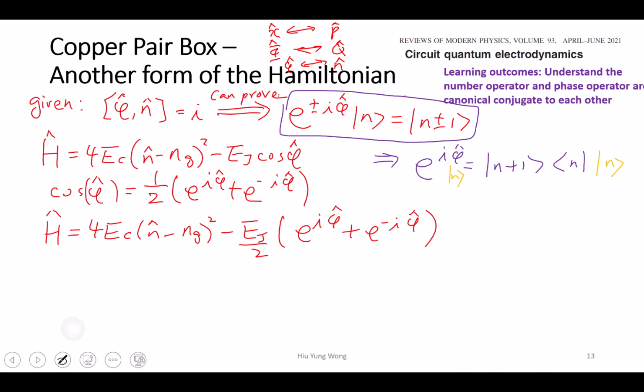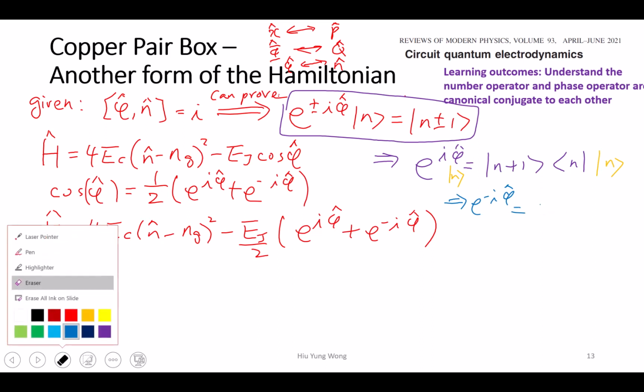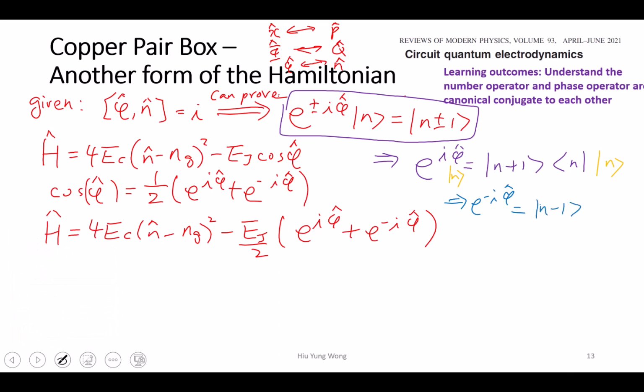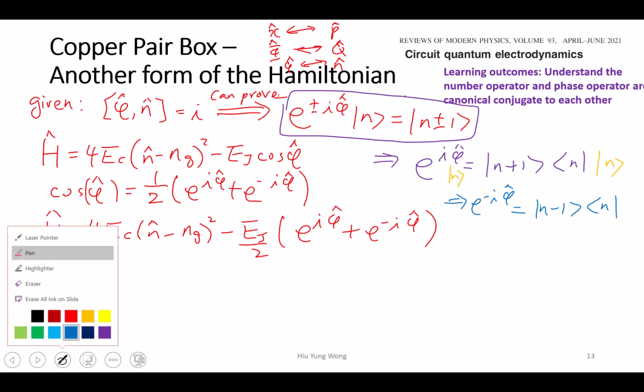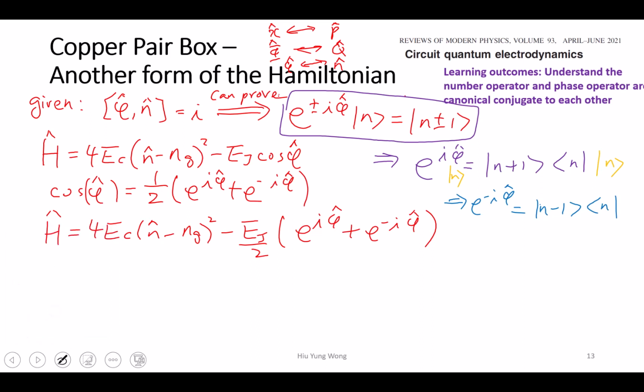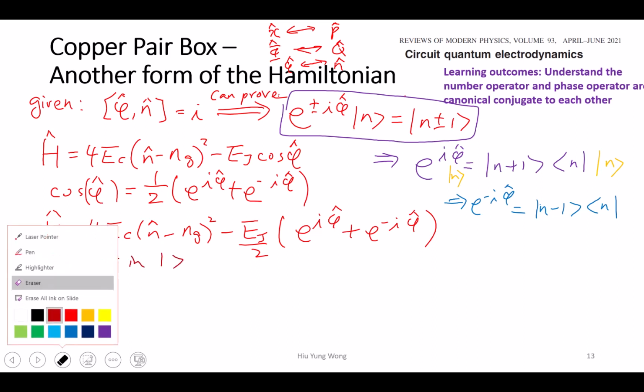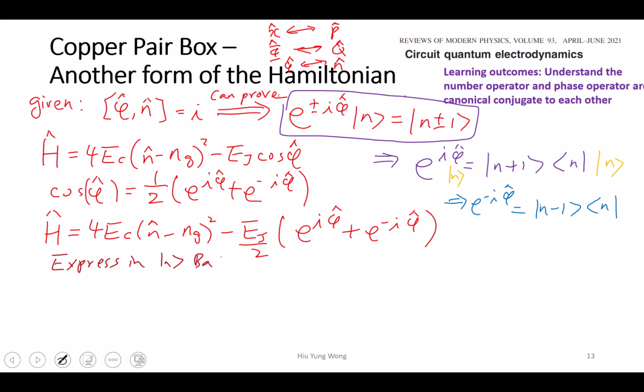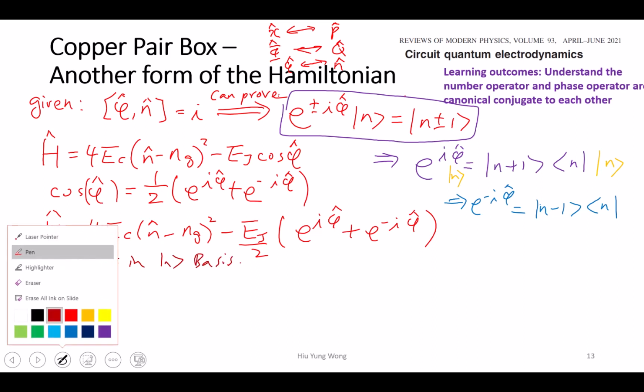And similarly, e to the power negative i phi is like a lowering operator. You should have this: n minus 1 on n. Okay. So because of this, I'm going to express it in the n basis, the number basis.